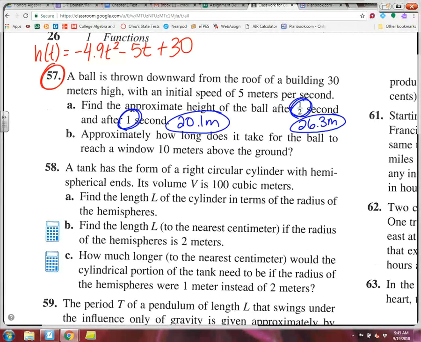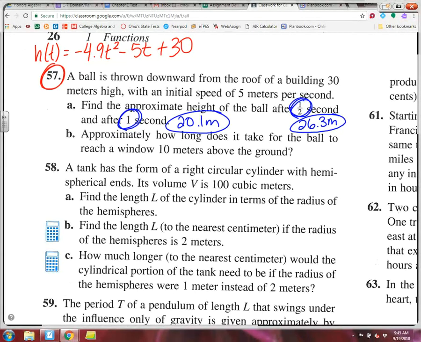Now, guys, I would check and see if your answer makes sense. Does it make sense that the ball is higher after a half a second than it is after 1 second? That makes sense, right? Because aren't we throwing it down? Okay, fair enough. Good.